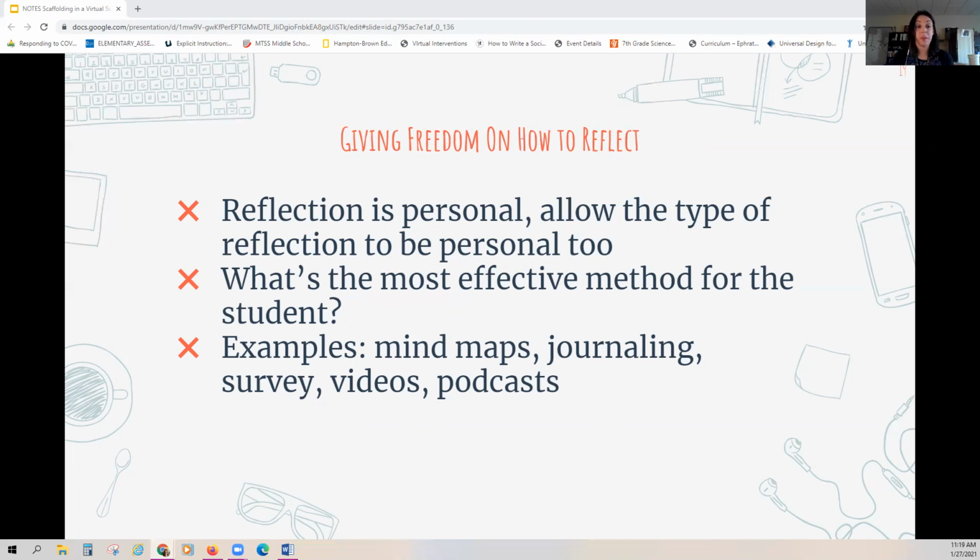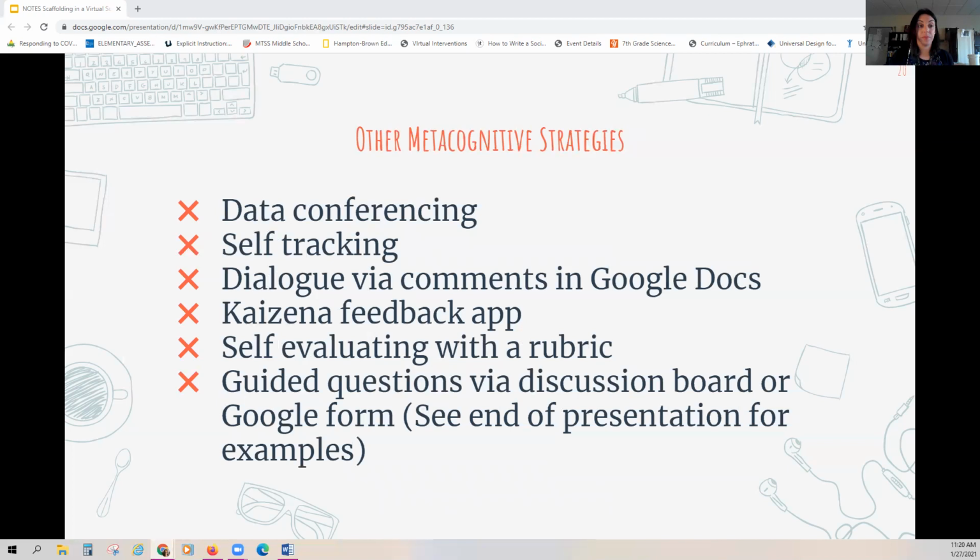So some examples might be mind maps, journaling, surveys, videos, podcasts. It might even be a combination. Someone might do a mind map within their journal. Someone might video record themselves doing the mind map or the podcast.